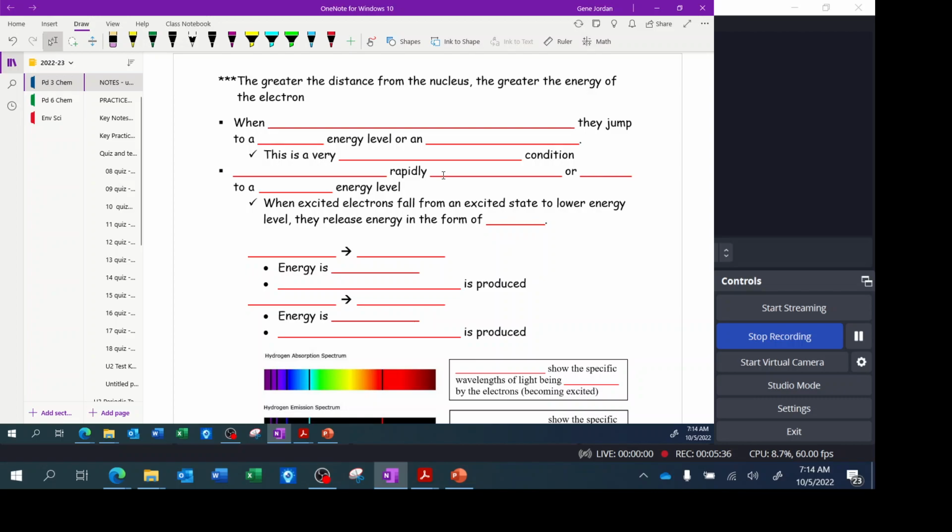The greater the distance from the nucleus, the greater the energy of the electron. So the more energy an electron has, the more it will push out. When ground state electrons absorb energy, so in a ground state, a boring, just normal, everyday electron somehow finds energy in the universe, a light wave hitting it, a flame, and it absorbs energy, they jump to a higher energy level, or what we call an excited state.